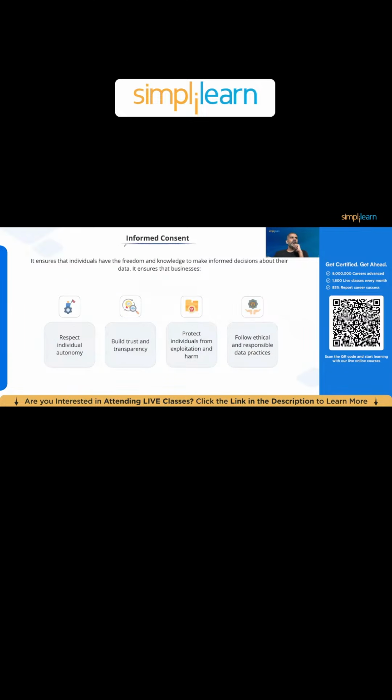And finally, we talk about informed consent. When we collect data, consent needs to be taken. You have to respect the individual's autonomy. That means if he is not ready to share, that's his choice. He is not going to share. But whenever you are collecting the data, you have to take proper consent.